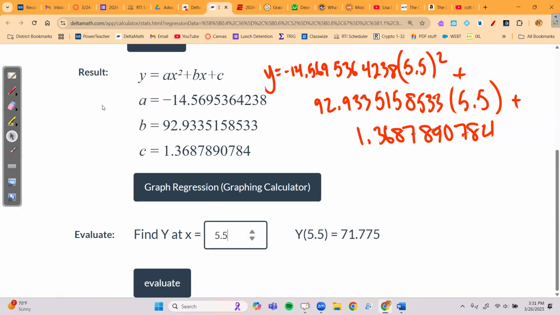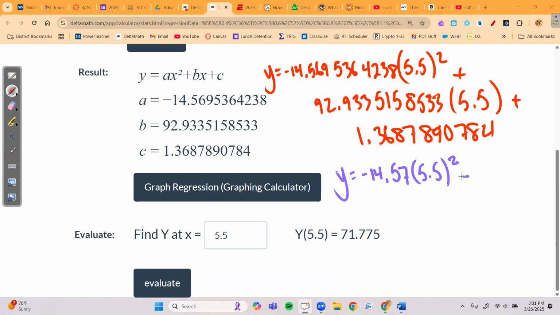So I'm going to go back to this other screen and show you what Delta Math really wants us to do. It wants us to do Y equals, here it goes, negative 14.57 times X squared, you see, plus 92.93 times X plus 1.37. Do you think it makes a difference? It makes more of a difference than you might think.